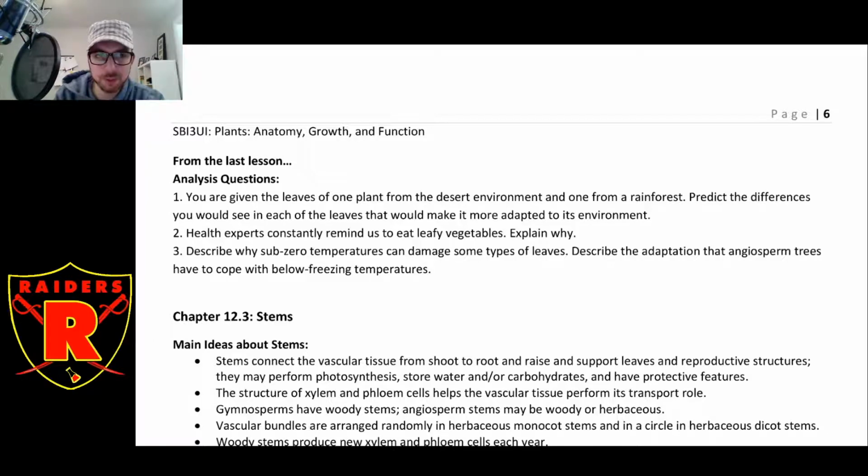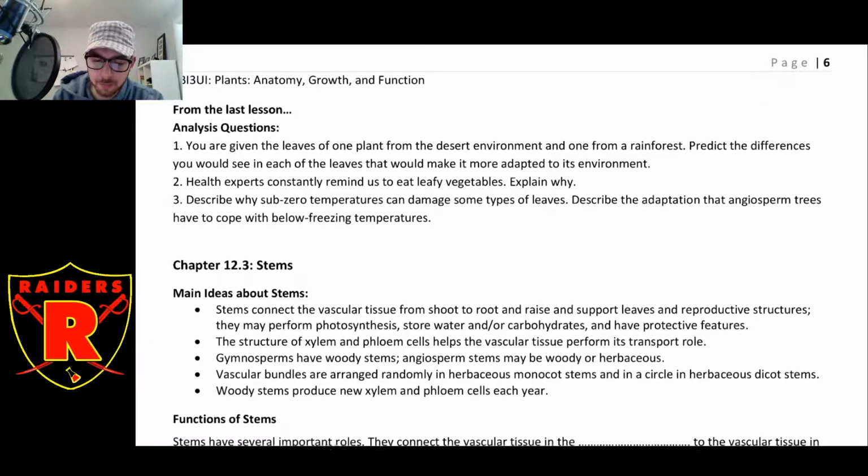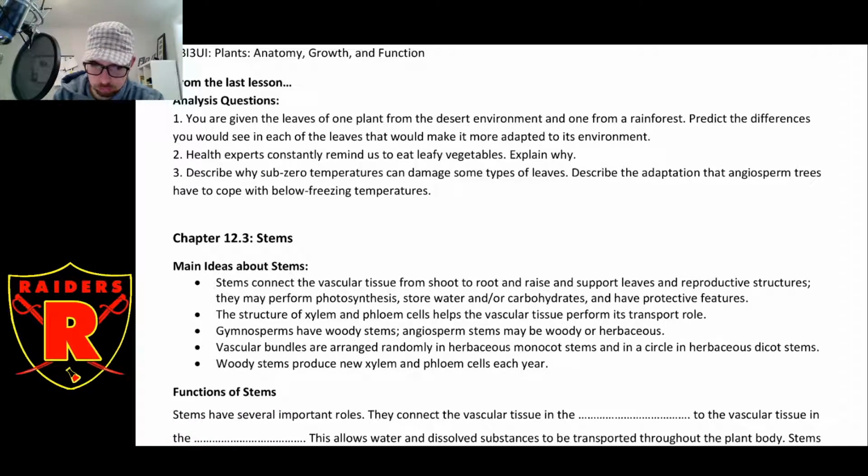Okay, so from the previous lesson, we left off with some analysis questions for you to think about. I'm just going to discuss these very quickly before we get into stems.